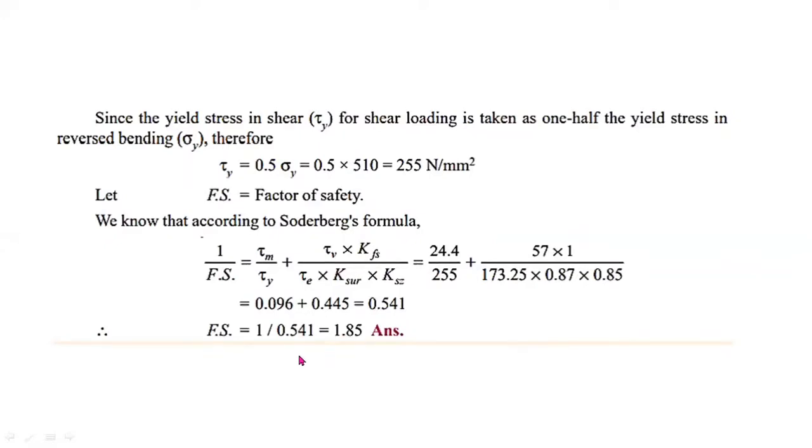There are no units for a factor of safety, because the factor of safety equals maximum stress by working stress. Numerator and denominator have the same units. That's why there are no units for a factor of safety.